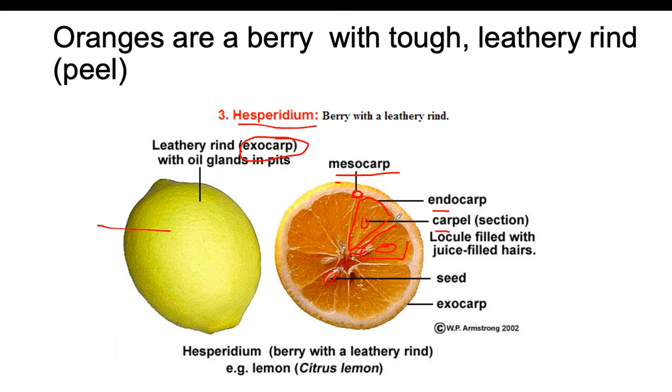Okay, so there are your words for this particular fruit: exocarp, mesocarp, endocarp. The section, which is called a carpel. The little bubbles that you pop that are filled with juice, called the locules, and the seeds.